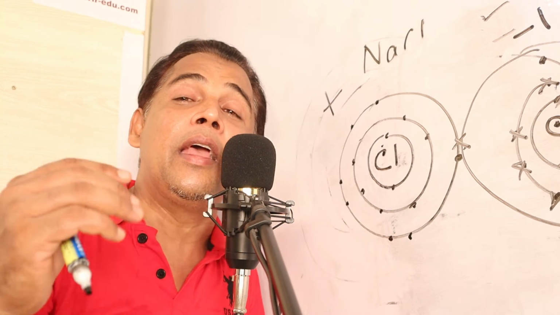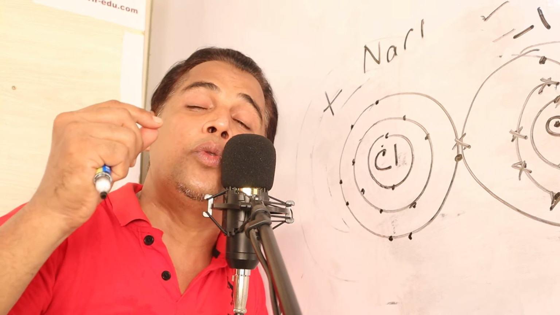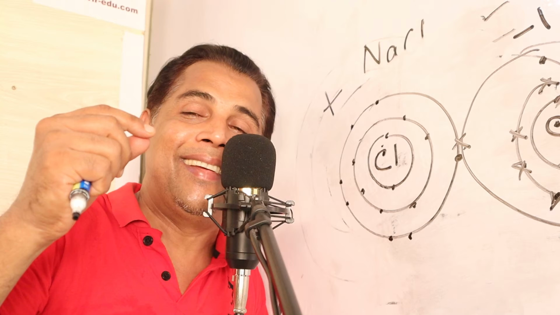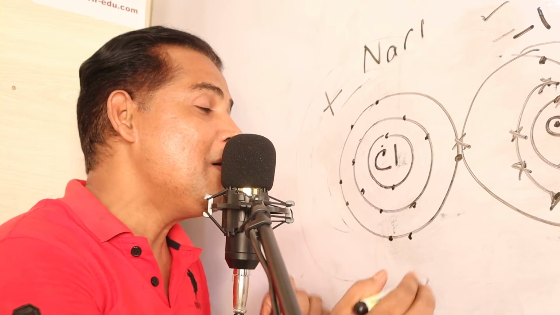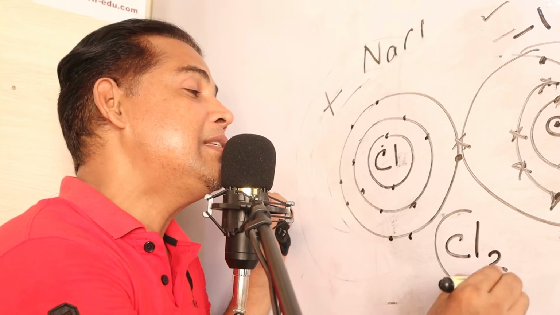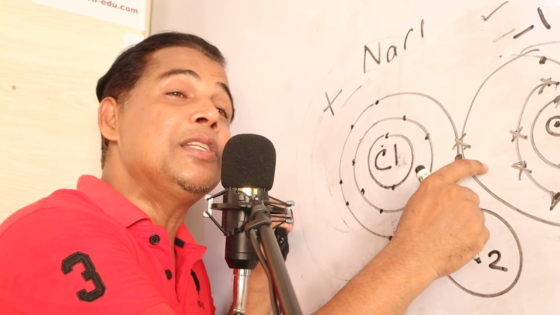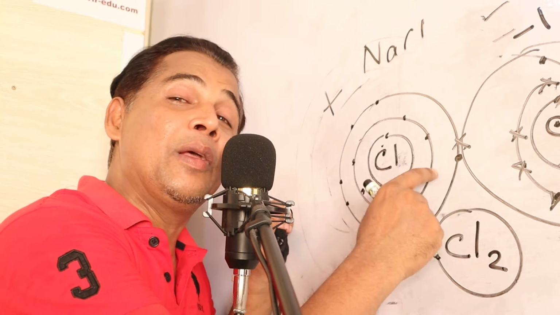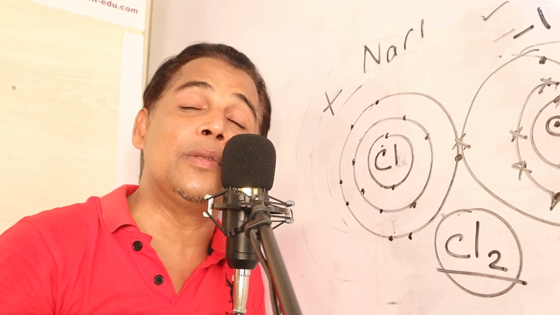I told you that every atom has the tendency of becoming stable, with 2, 8, 18 electrons. This is a natural phenomenon. So now chlorine turns into Cl2, and this is an example of an element, because it is only chlorine and chlorine. And now I am going to talk about molecules.